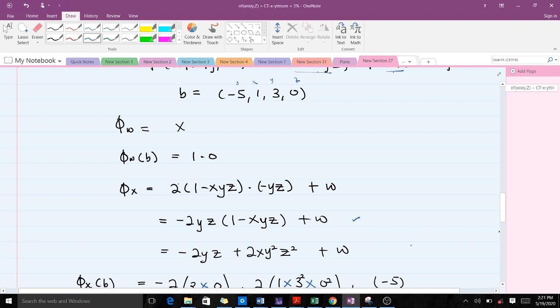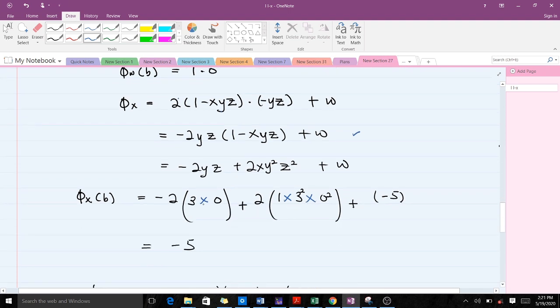Then when you put in the values, remember this is for w, this is for x, this is for y, and this is for z. So when you put in the various values, realize that since z is 0, the whole of this goes to 0. This goes to 0. So we have -5 here. But since the question said one decimal place, let's write -5.0. So it follows the same way.